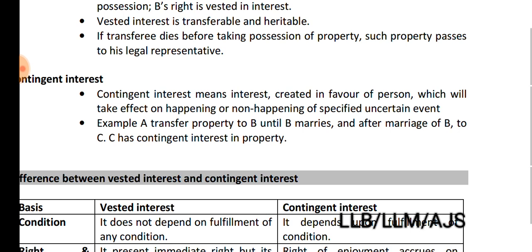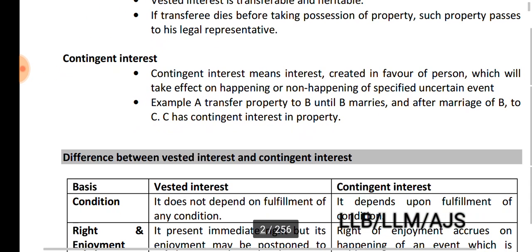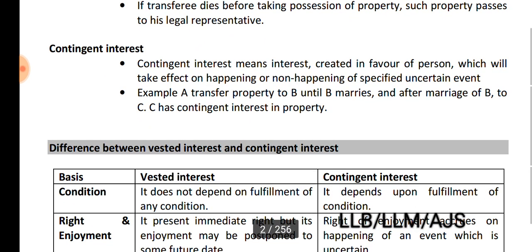So here you need to focus on the words, how it is used here. Contingent interest means an interest created in favor of a person, which will take effect on the happening or non-happening of a specified, uncertain future event. It may happen or it may not happen. That's why it is contingent, subject to fulfillment of certain conditions.